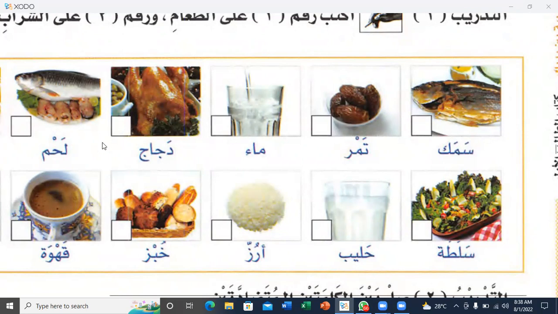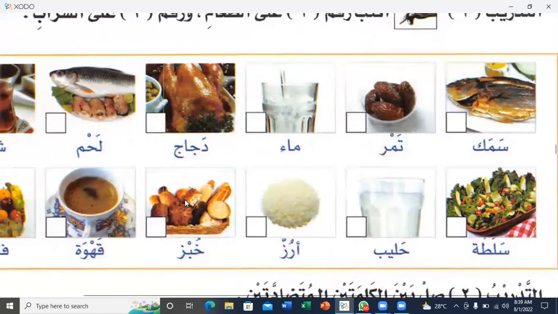Lahmun. Lahmun is meat. Ma'un. Ma'un is water. Yes. Now, Karima, tell me the meaning of khubzun. Rizun. Bread. Urzun. Khubzun. Khubzun is bread. That's right.